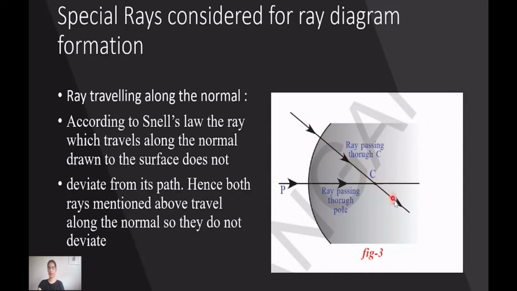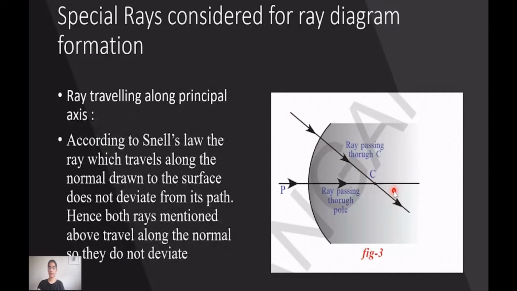There is a similar case that I'm now going to discuss. This is the one that you see, for all normals that are going through the center of curvature. There is one special line also that we have to discuss, and that is your principal axis. Again, your principal axis also is a normal. Why? Because this is a straight line touching the surface of the curved surface that is separating your two media, and it is touching the center of curvature. So this is also a line drawn from the center of curvature to the curved surface, so it will also act as a normal.